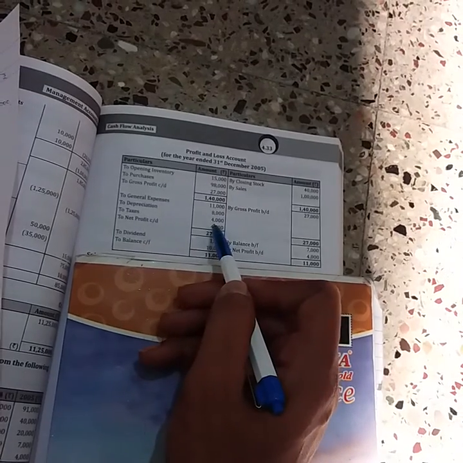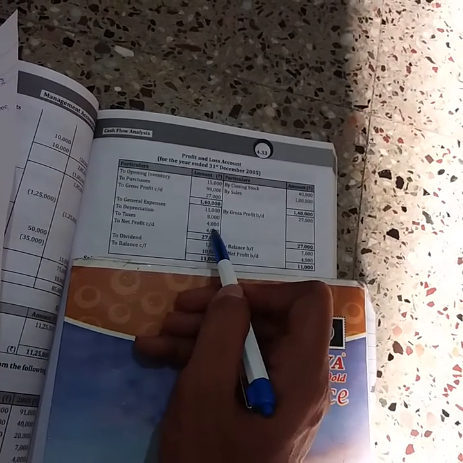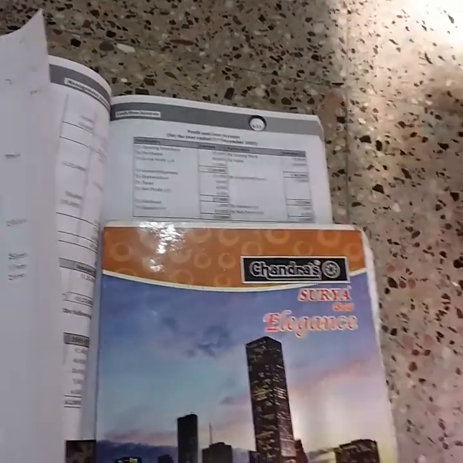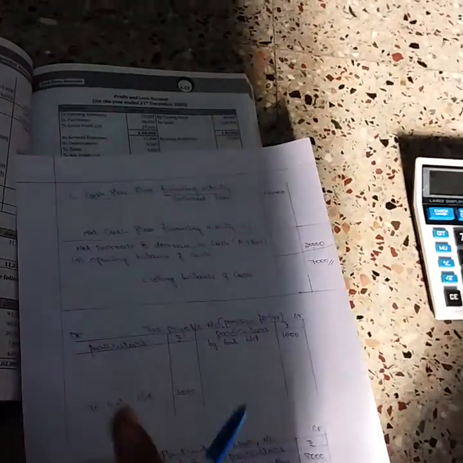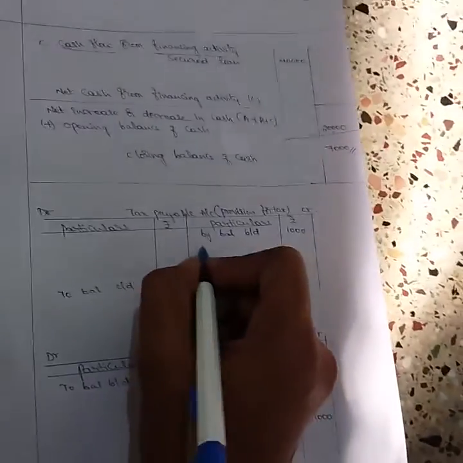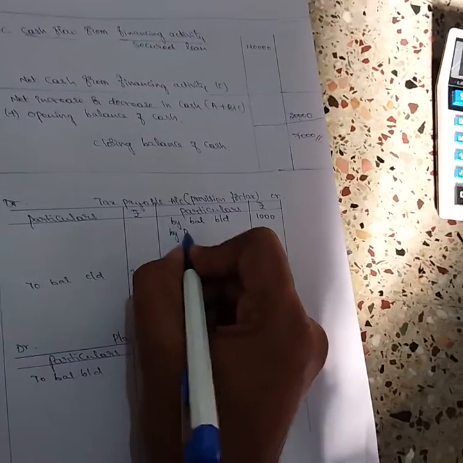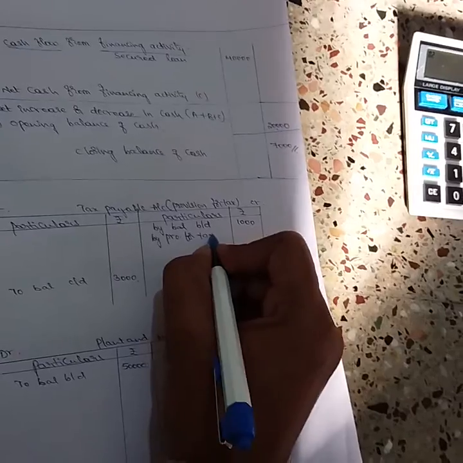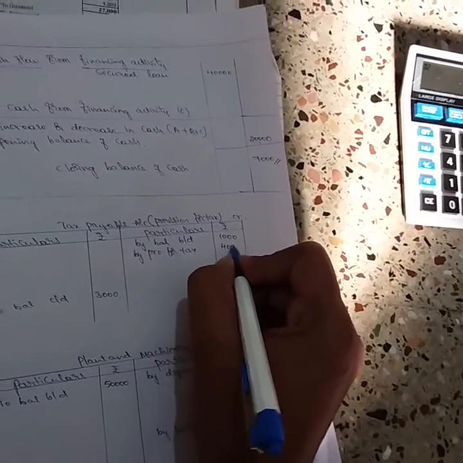Taxes, income tax, provision for tax. So the current year provision is 4,000. We have prepared the provision for tax account. The current year provision is 4,000. So the provision should be written on the credit side by provision for tax. Amount, current year provision is 4,000.